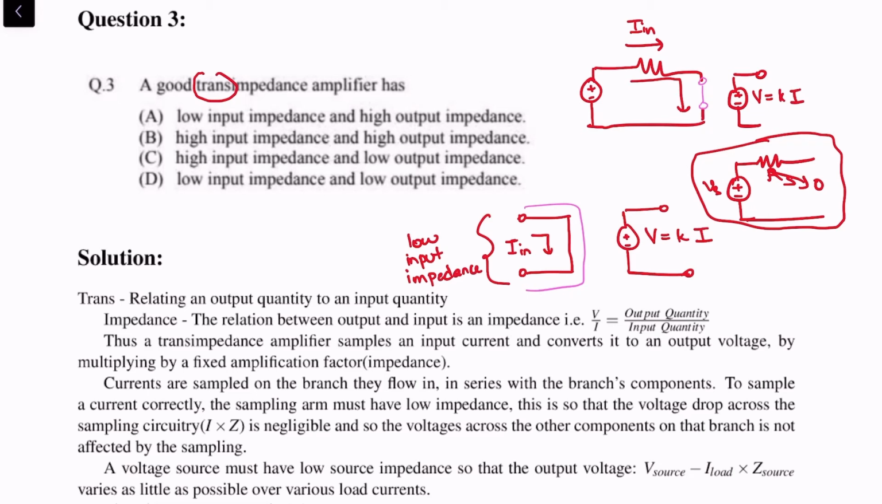And this is of course because the V source minus I load into Z source is what the output voltage is, the output voltage across these terminals. So therefore what we want is for this factor to be as minimal as possible. So this is a low output impedance is the requirement here, right? So a low input impedance and a low output impedance is what is required here. So thus the correct answer is D.